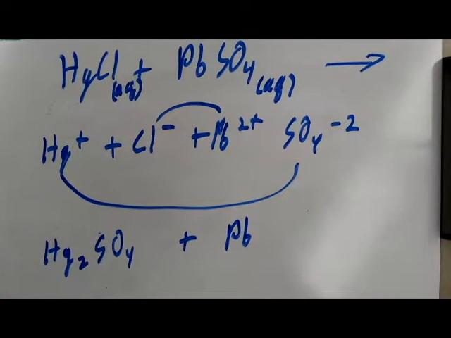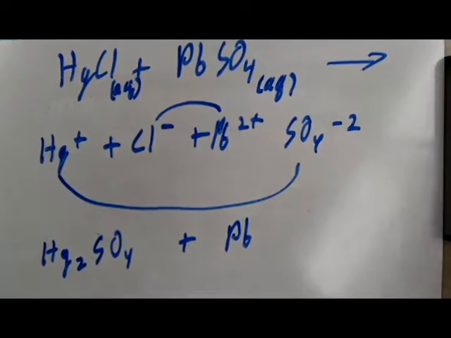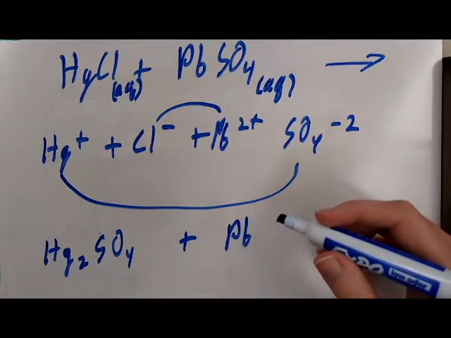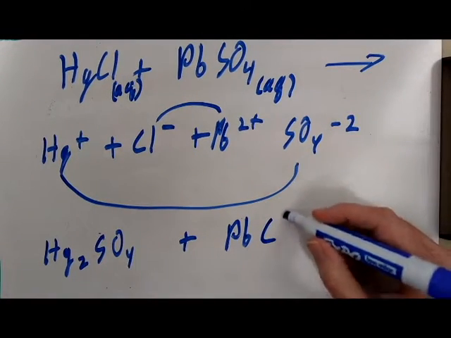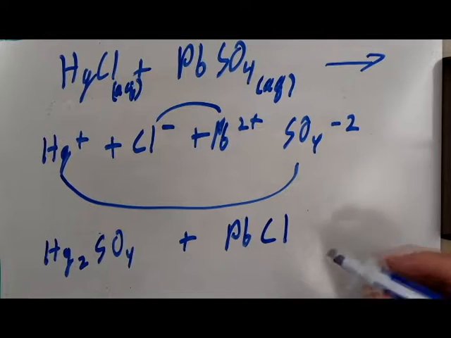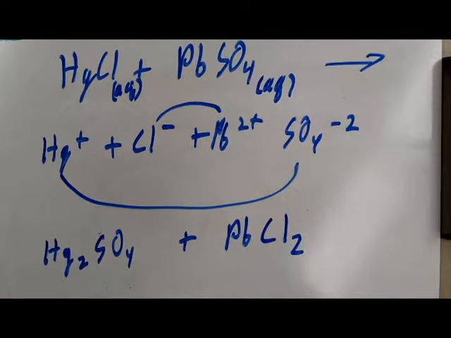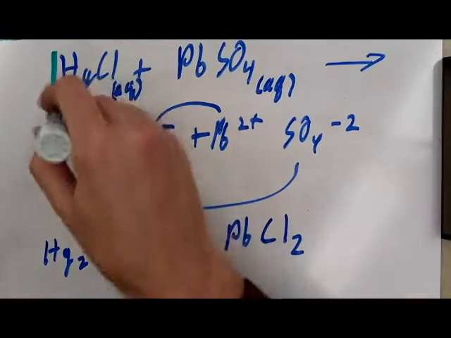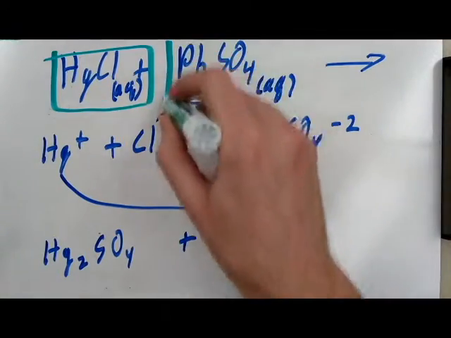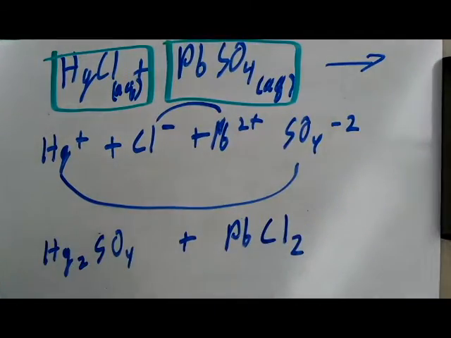And remember, when you're writing compounds, the cation always goes first. Even though our chlorine is listed first here, we always put the positive one first. So we get lead chloride. And on this one, we need 2 of the chlorides to cancel out with the lead. We had our initial reactants up here. This was a reactant. This was a reactant. And we get our products at the end.